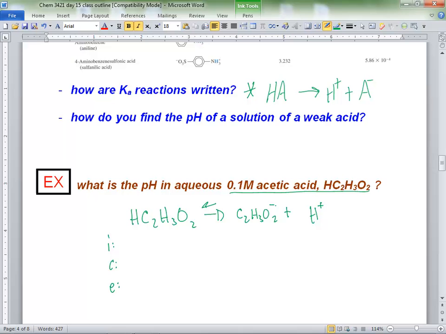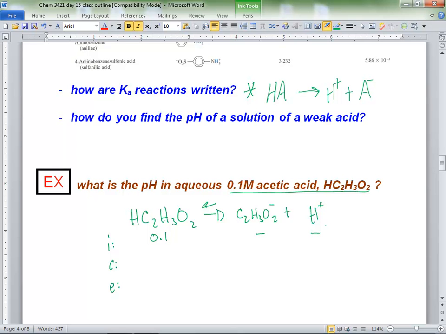Do I put anything, Destiny, in the initial row? You sure? I have 0.1 molar acetic acid, which is HC2H3O2. Okay, so it's fixed. Yeah, initially, this is its concentration. So that is what we put in, the 0.1. Do I have any acetate or initial H plus? They didn't give you any information on that, so you have to put dashes.